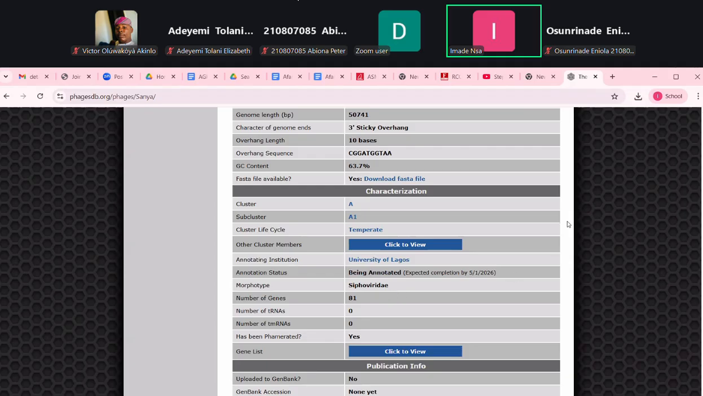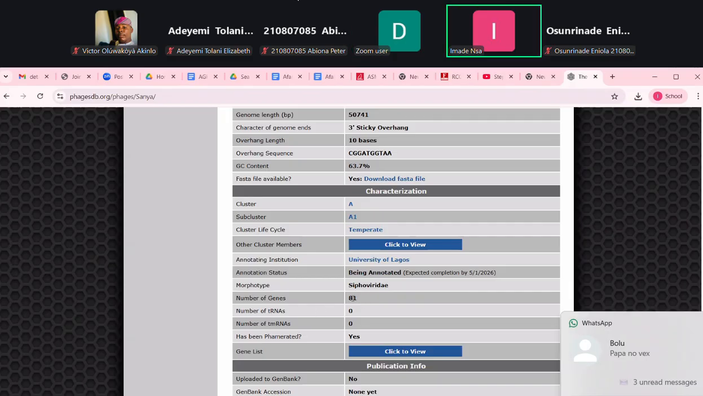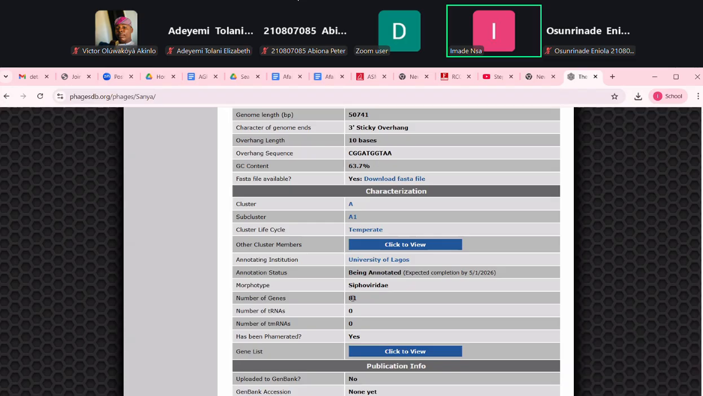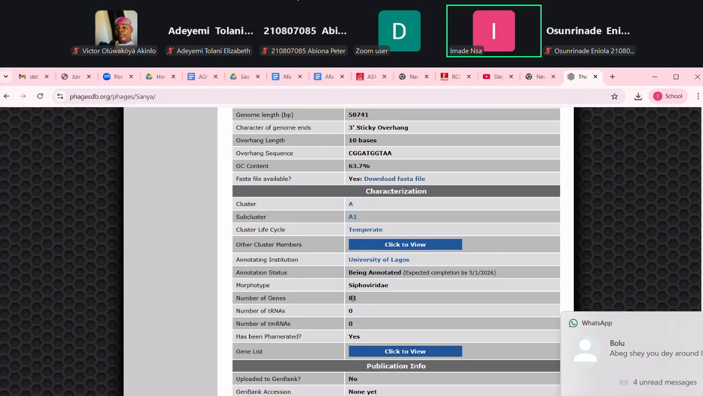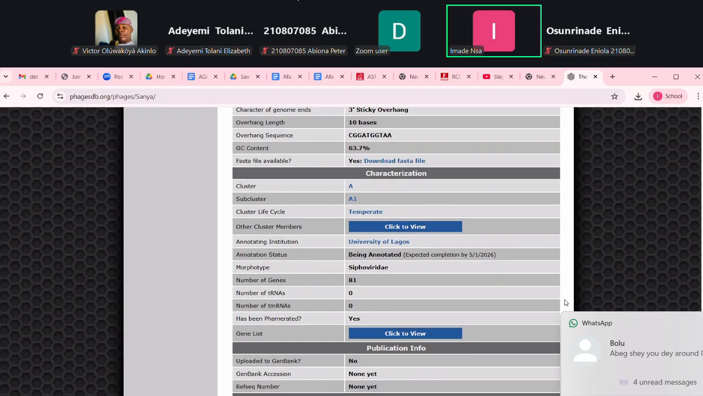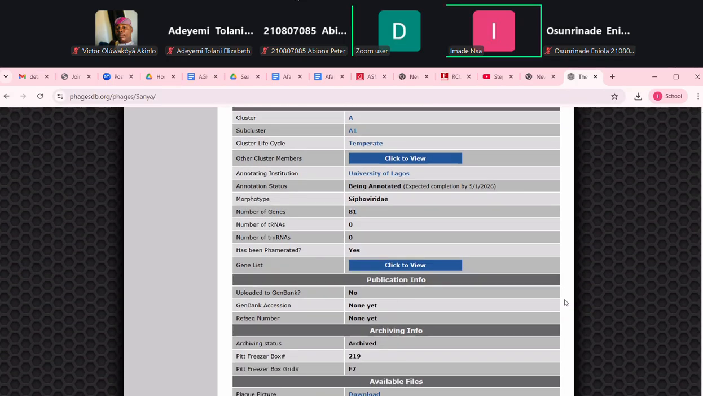It can be Podoviridae, it can be Siphoviridae, it can be Myoviridae. So this is 81 number of genes. It does not really mean it can be 81, but we'll delete, add, and still be 81. It can end up being 82, it can end up being 80. But our correct annotation guides us. Is it uploaded to GenBank? No.